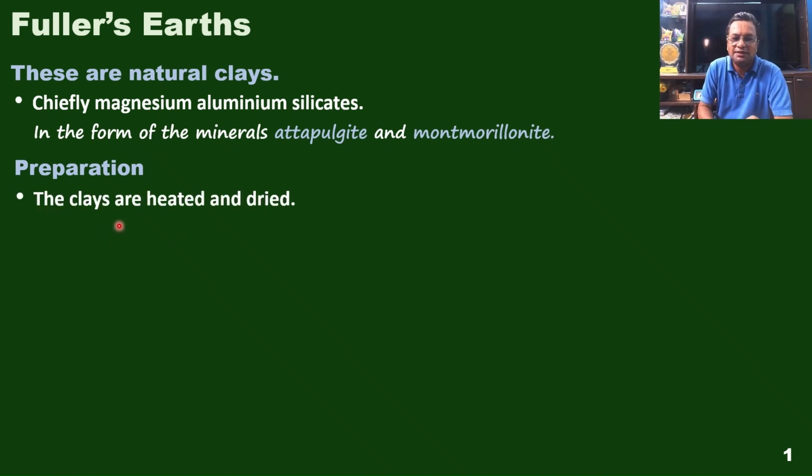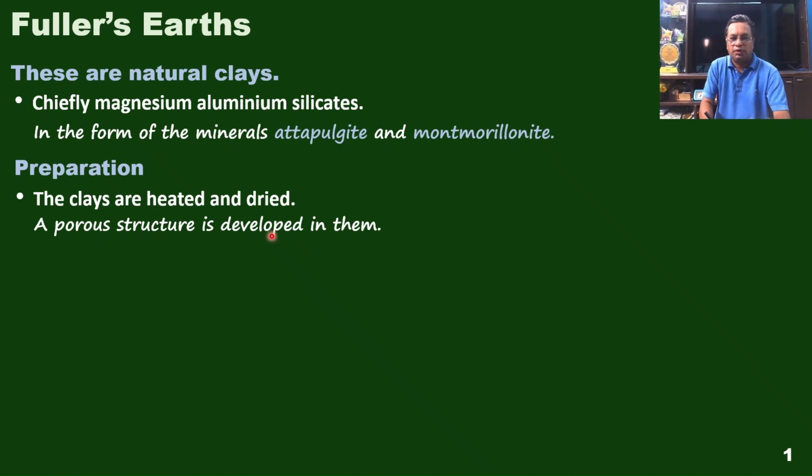These clays are heated and dried. Two tasks are carried out. First, they are heated and then dried. And due to these two operations, what happens? A porous structure is developed in them. The heating and then drying of these clays results in development of a porous structure in them, and a porous structure is very essential for the adsorbent.